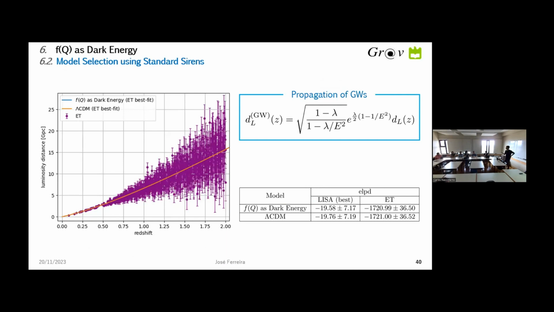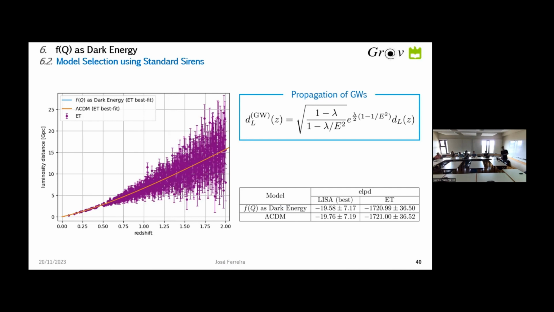Then we try to see whether we can actually make a distinction between these two models using standard sirens events. So here's the luminosity distance for gravitational waves for this particular model. On the left, you can see the corresponding best fit curves for both lambda CDM and this model of f(Q) with the Einstein Telescope.